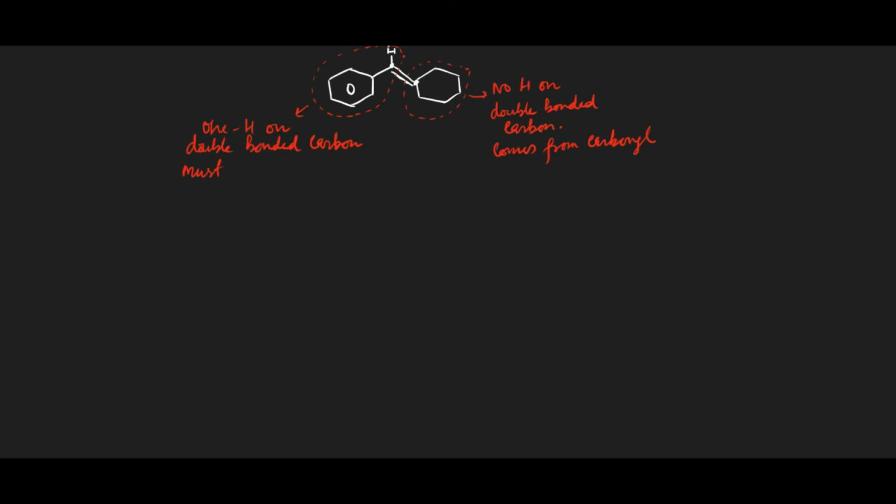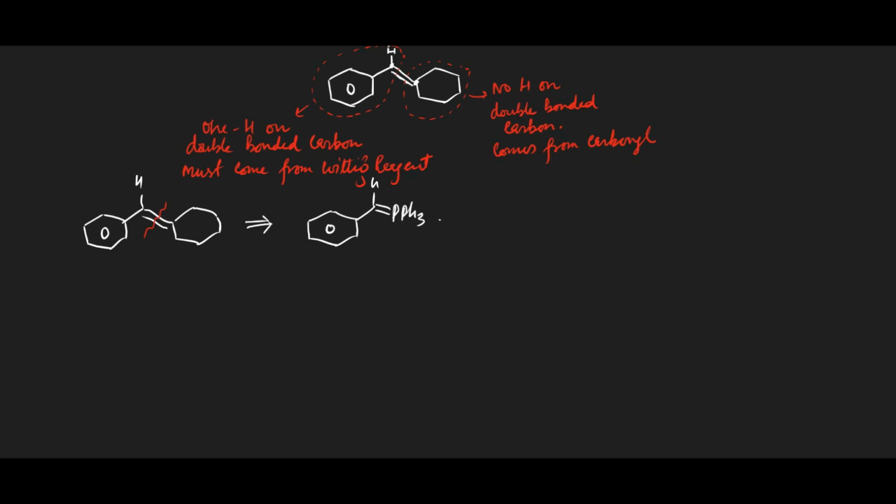Same trick can be applied to find the best Wittig reagent to synthesize this alkene. This right-sided carbon does not have any hydrogen and thus comes from the carbonyl reactant. This left-sided alkene carbon has one hydrogen and thus comes from the Wittig reagent. We can show the retrosynthesis like this. Left side from the Wittig reagent and right side from the carbonyl, that is cyclohexanone. The Wittig reagent can be shown to be formed from the reaction of a primary halide with PPh3.